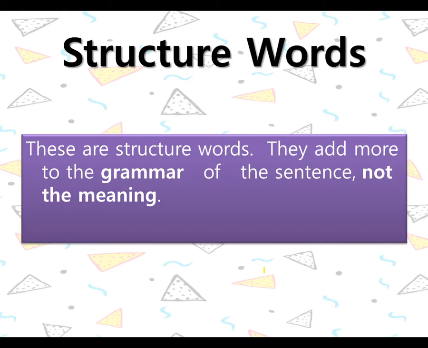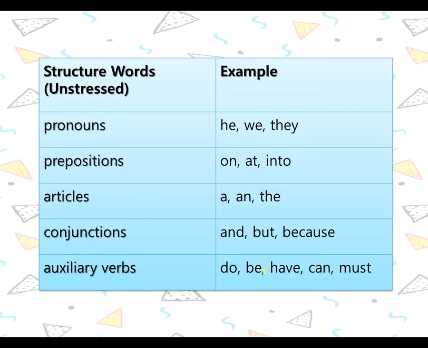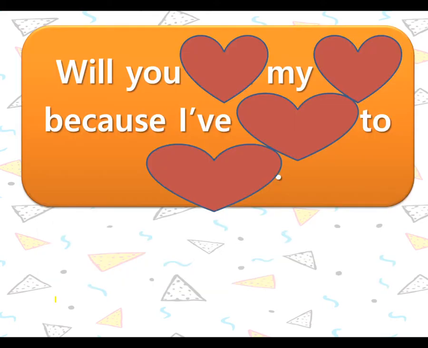Structure words are functional words. These add to the grammar, but not the meaning. So remember, grammar is not meaning in and of itself. It provides the form, but not the function. So pronouns, the structure words, these are unstressed. Pronouns such as he, we, and they. Prepositions: on, at, into. Articles: a, an, and the. Conjunctions: and, but, because. And of course, auxiliary verbs: do, be, have, can, must. Now again, there are exceptions depending on your choice as a speaker and what's important to you at the moment as you're speaking. And we'll get into those examples.